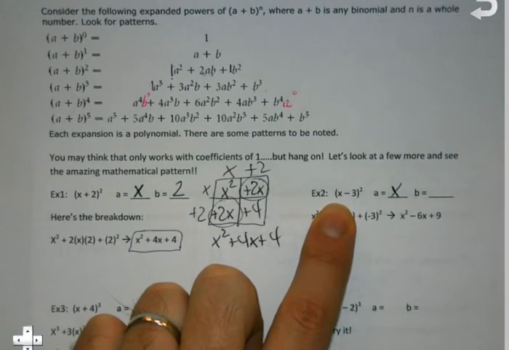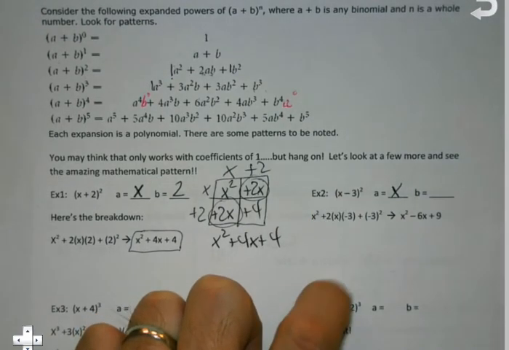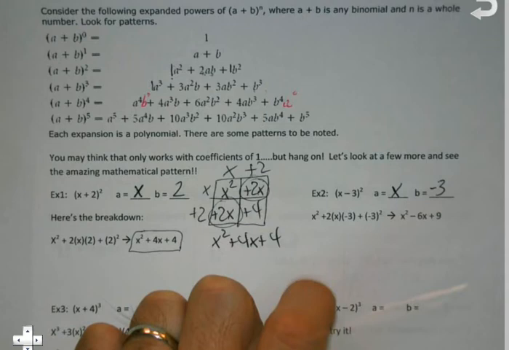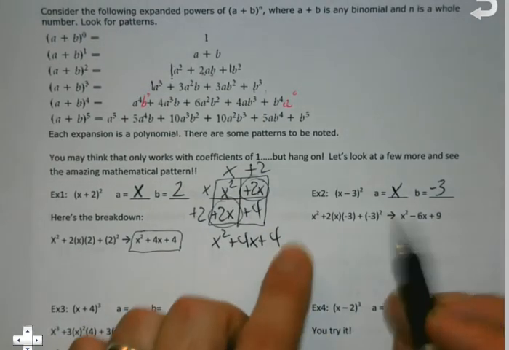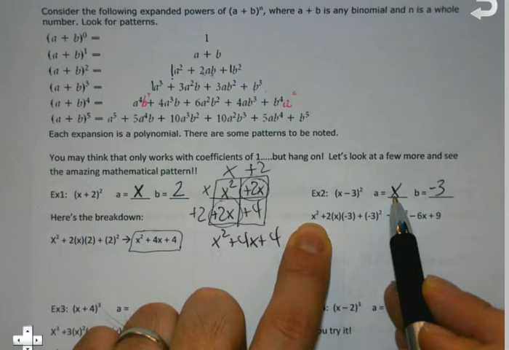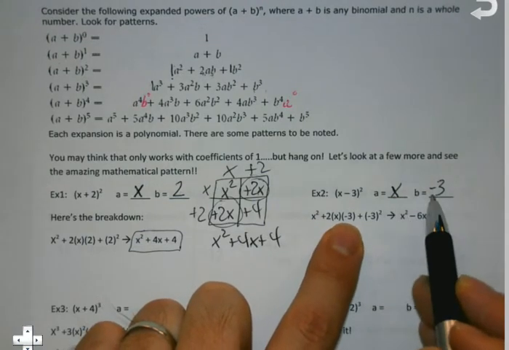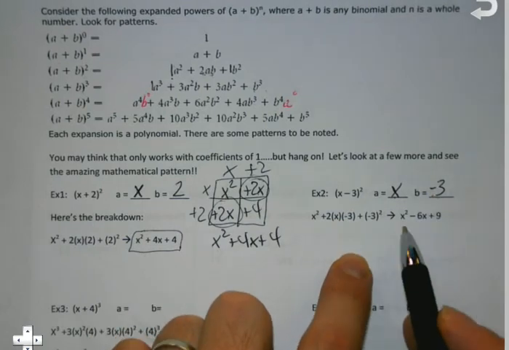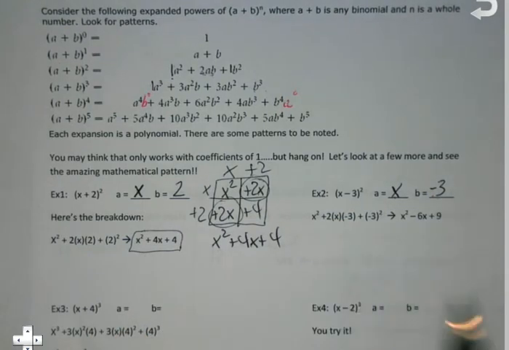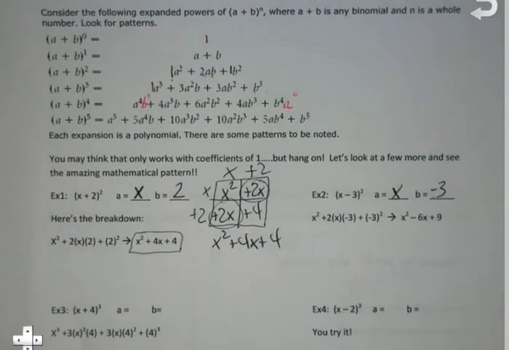My first term is x. My b term is minus 3. And I would do the same thing. Square my a term plus 2 times a times b plus my b term squared. Whether I box it out, FOIL it out, or use the pattern, I get to the same place.